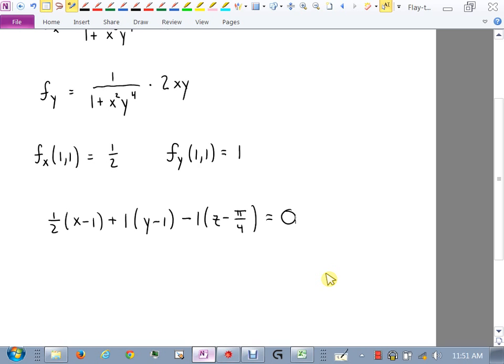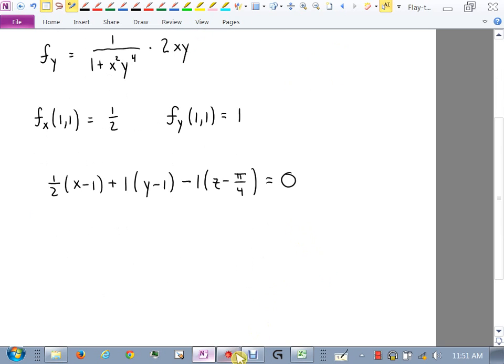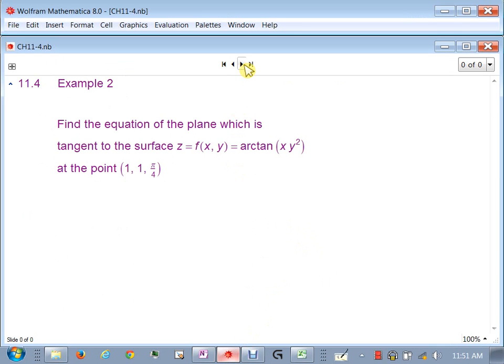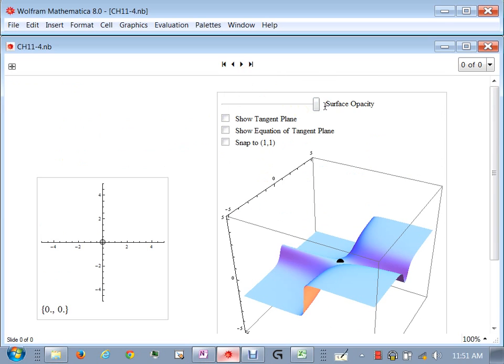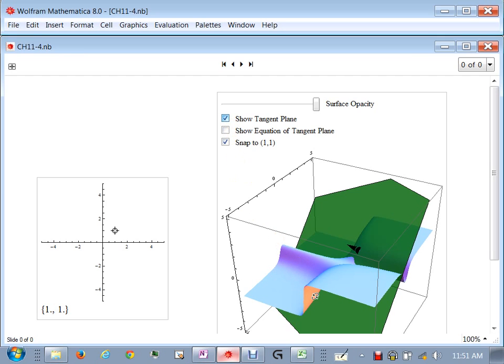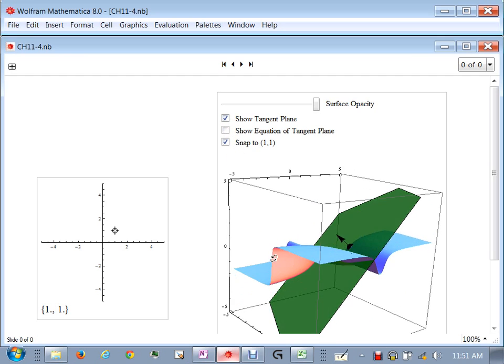All right. So homework-wise for this section, let me just correct the page number here. Is there not homework for that? Oh, yeah. Oh, this is the equation. This is actually it right here. This is what the surface looked like, and that's the plane that we found right there.